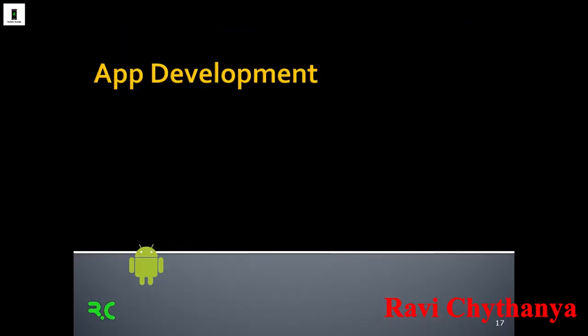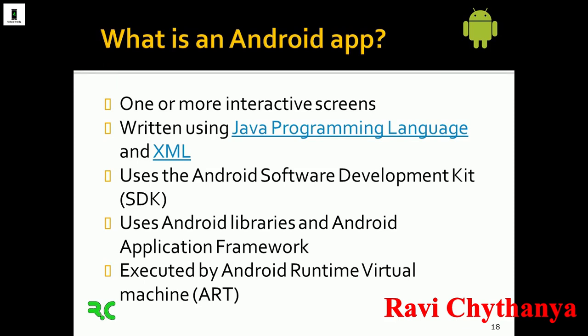Next is application development, where we are going to learn how to develop an Android application. To develop an application, we need development software, which is known as the IDE. First, what is an Android app? An Android app is a collection of interactive screens written using the Java programming language and XML, which uses the Android software development kit, the libraries and application framework, and is executed by the Android runtime virtual machine, the Dalvik virtual machine.